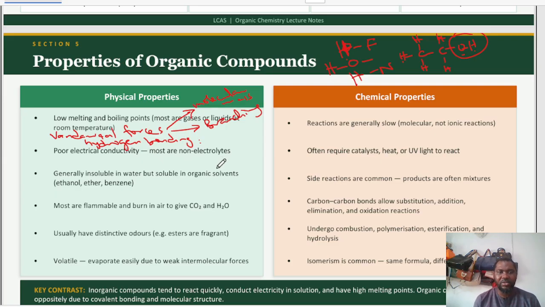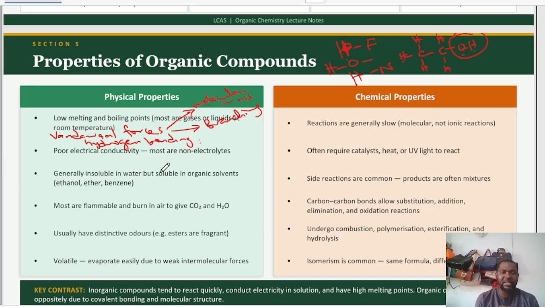Now secondly, organic compounds have poor electrical conductivity, and most of them are non-electrolytes. Kindly note that most are non-electrolytes. Now the third one says that they are generally insoluble in water, but soluble in organic solvents. So many of them are not soluble in water, but they can be soluble in organic solvents. Organic compounds hate water. That's why petrol cannot mix with water, kerosene cannot mix with water.